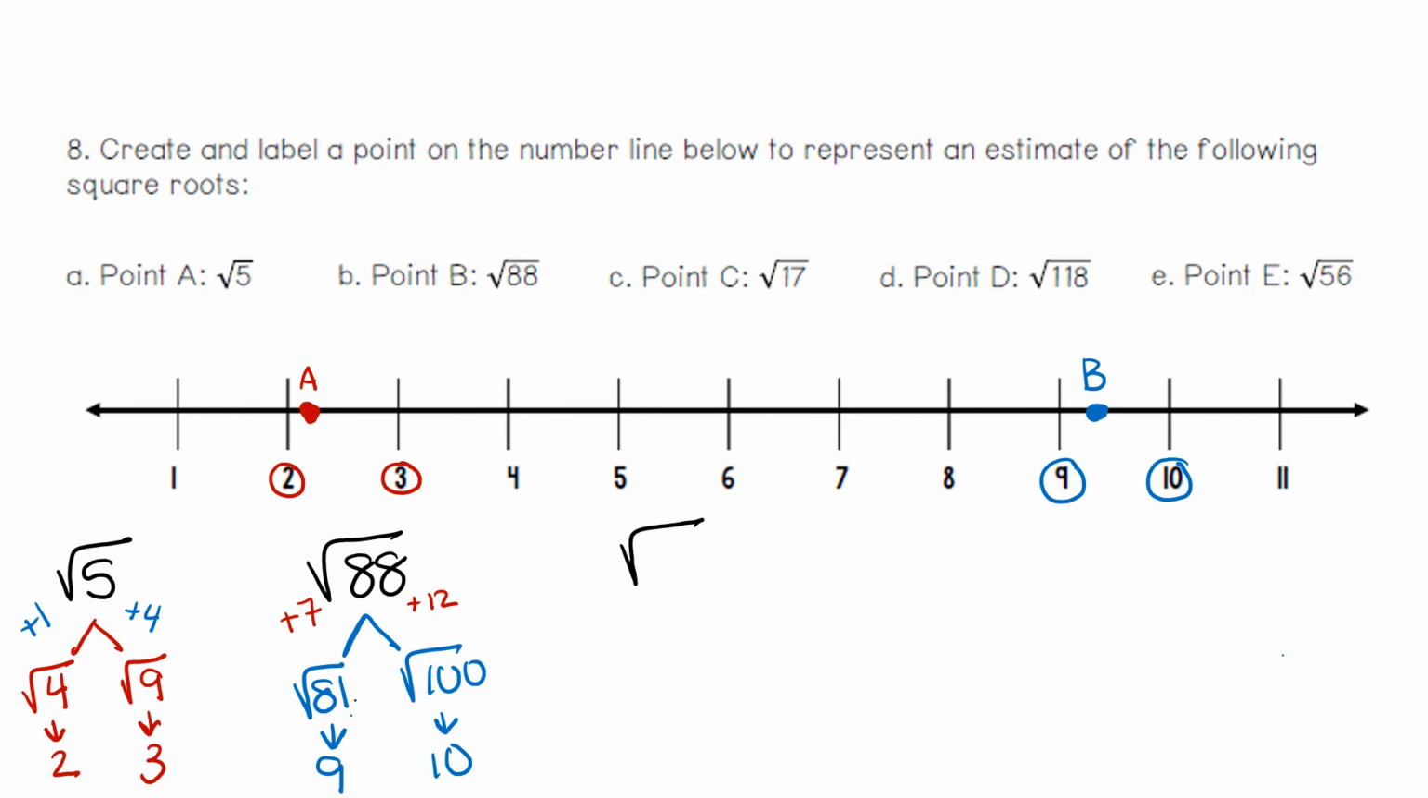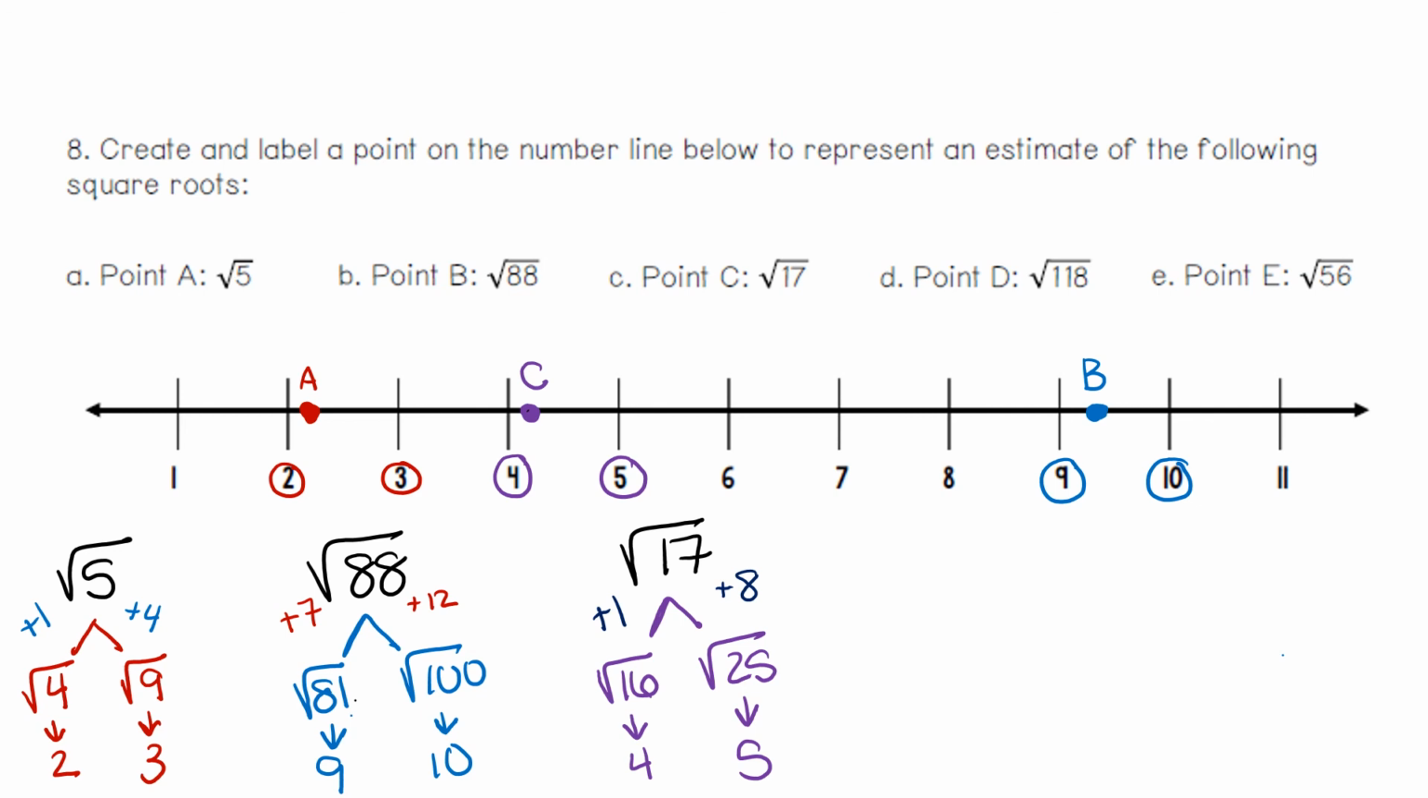For point C, we have the square root of 17. We break it down into our perfect squares. The square root of 16 is closest, which is 4 times 4. And the square root of 25 is highest, which is 5 times 5. So our answer is between 4 and 5. But which is it closer to? To go from 16 to 17, we're going up 1. To go from 17 to 25, we're going up 8. It's closer to the 4. So we're going to put our point closer to the 4 on the number line and label it point C.